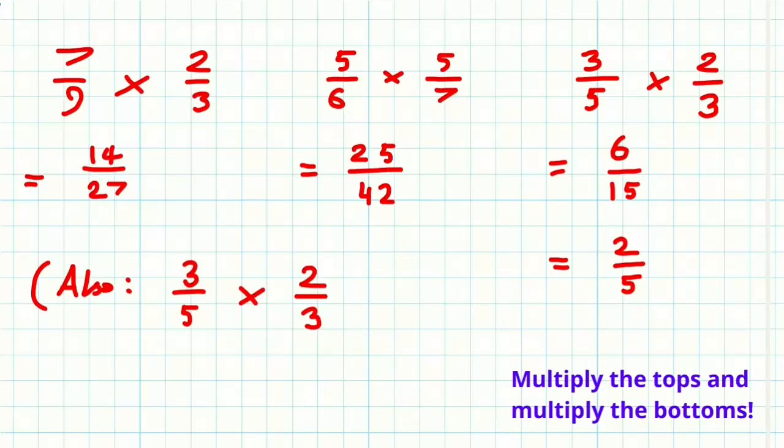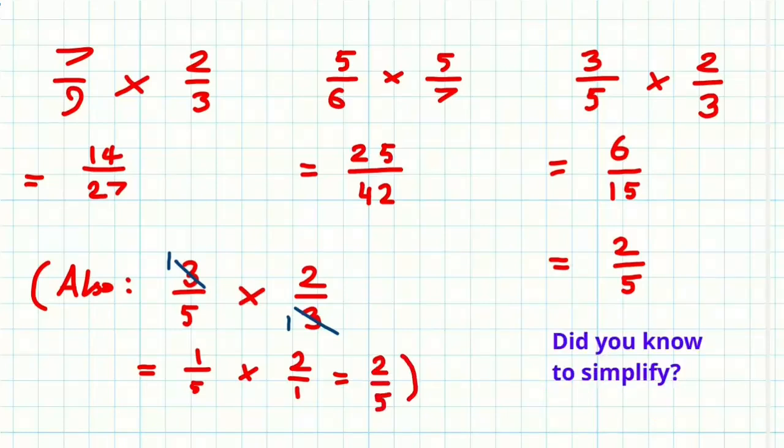Now there is another trick you could have done to do that one if you wanted to. We can simplify even before we multiply. So we can see we have a 3 on the top and a 3 on the bottom. Divide the 3 and the 3 by 3 to get 1 and 1. So it becomes 1/5 times 2 wholes, if you want to say that. And so 1 times 2 is 2. 5 times 1 is 5. In this case, either way is probably equally difficult or easy.